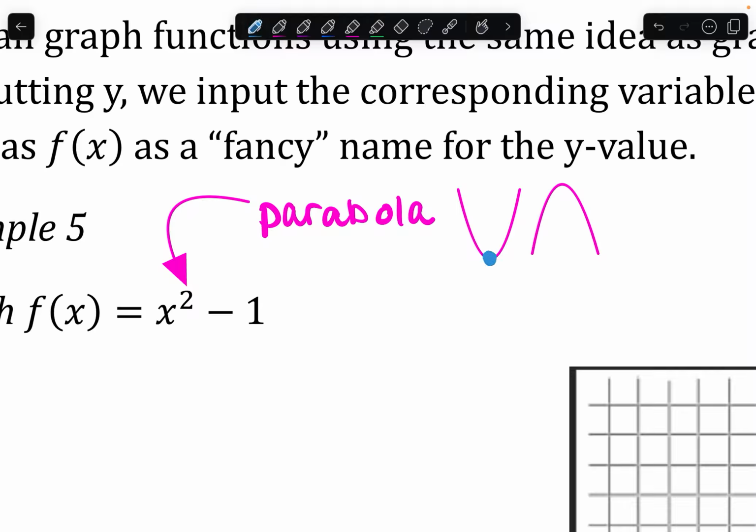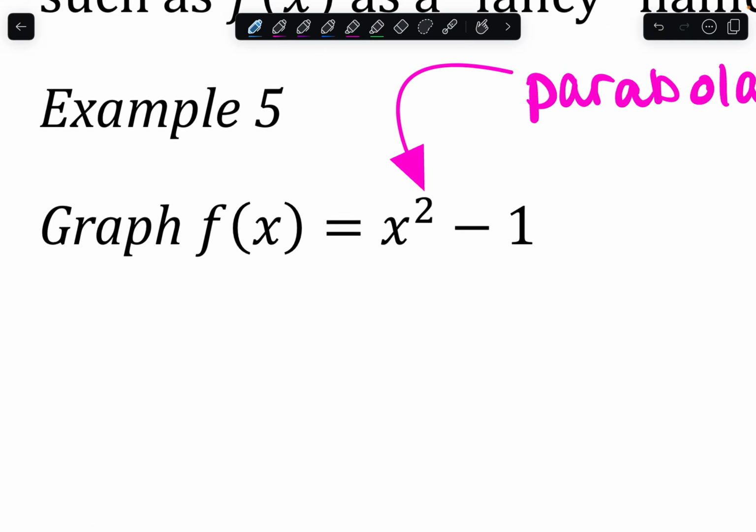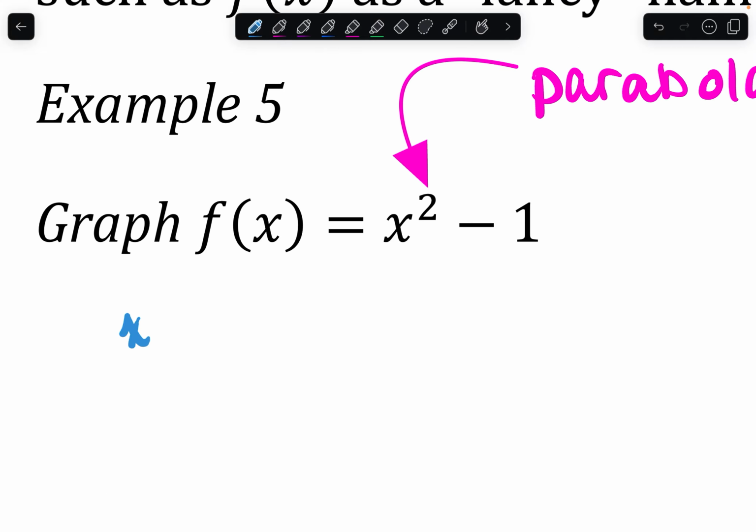We need the vertex, and then we need a point to the left and a point to the right. Even if it opens downward, we still need the vertex and a point to the left and a point to the right. So for now, these parabolas are going to be centered on the y-axis, which means we want to plug in 0 for x first. Okay? All right, so first thing I'm going to do is choose x equals 0. So if I choose x equals 0, that means I need to find y when x equals 0, or in other words, I need to find f of 0.